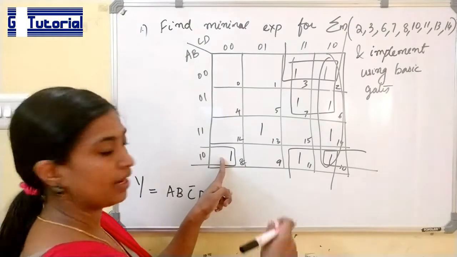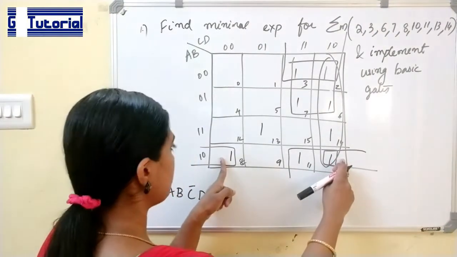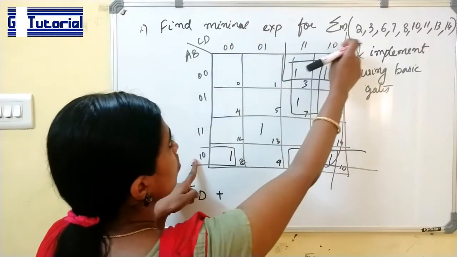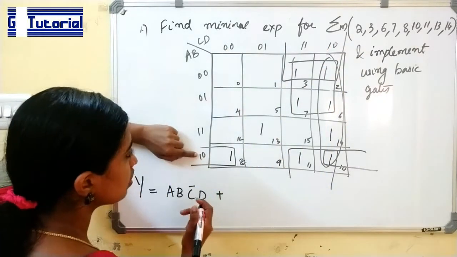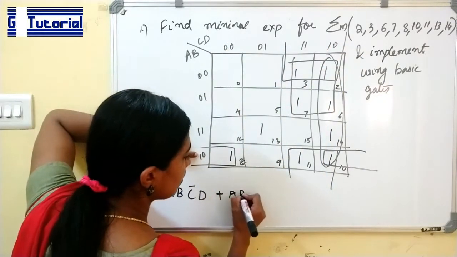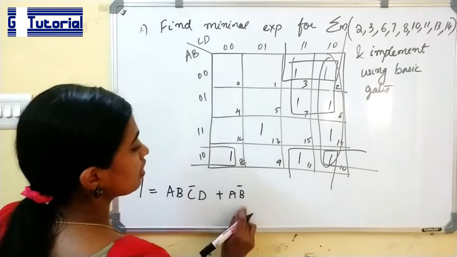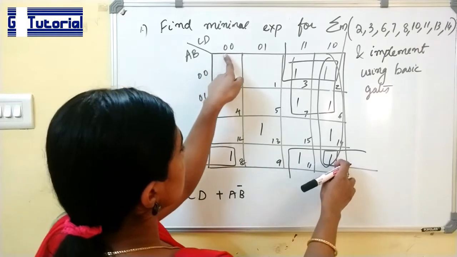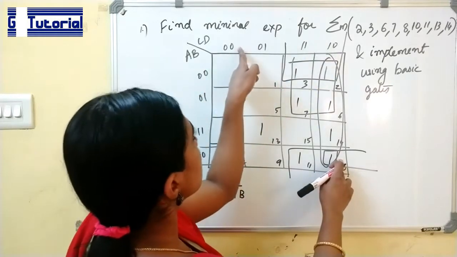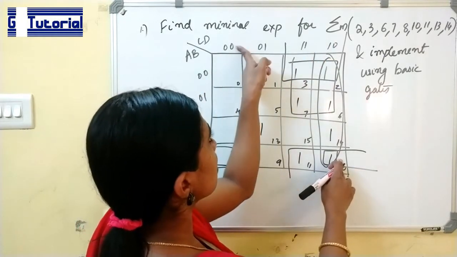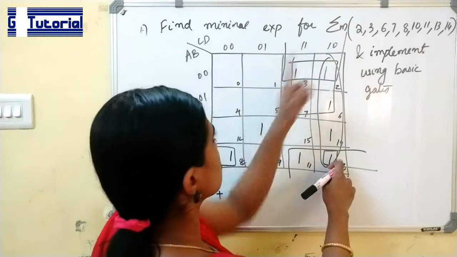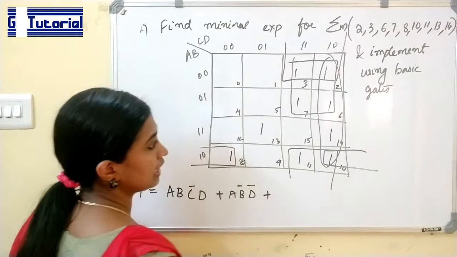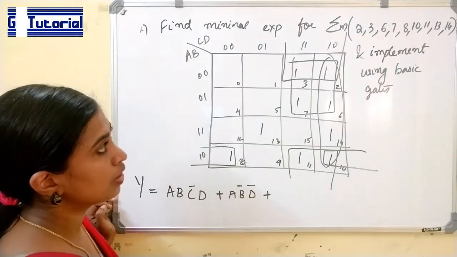Next is the pair. These two ones form a pair. So 1 0, 0 0 1 0. So 1 0 is for A and B. B is 0, so B bar. Next, for this pair, C changes from 0 to 1, but D does not change. That is, D is 0 in both these cases. So D bar.